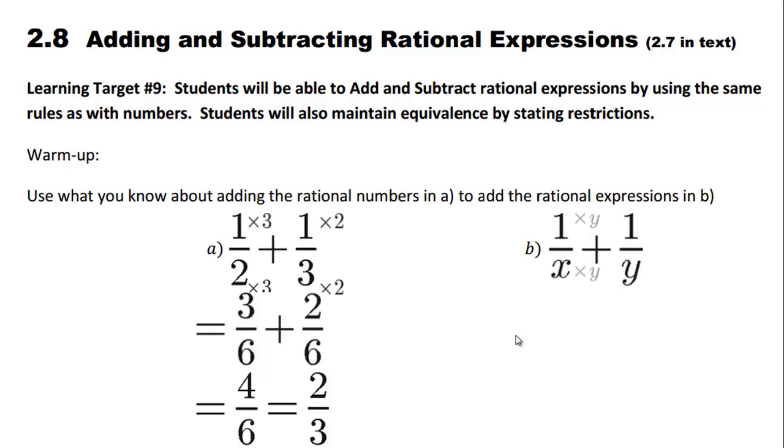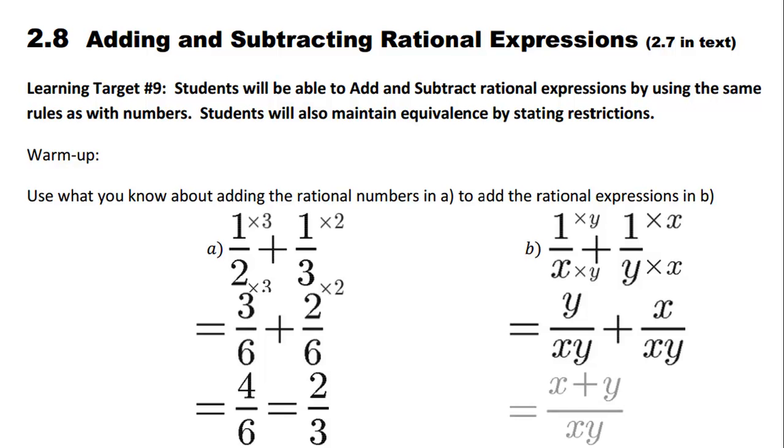So similarly, we multiply the top and bottom by y, and multiply the top and bottom by x. Your common denominator is xy. I always say with rational expressions, it's almost even easier than numbers, because we don't even have to evaluate them. We just leave it as x plus y. I can't reduce that because we don't know what it is, so we just leave it as x plus y over xy. We do still have to state restrictions. x can't equal 0 and y can't equal 0.